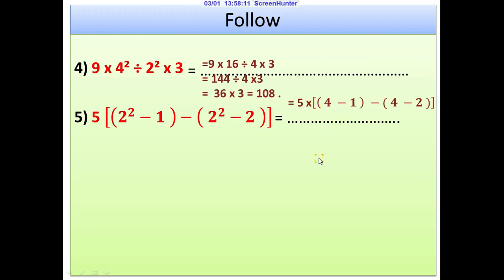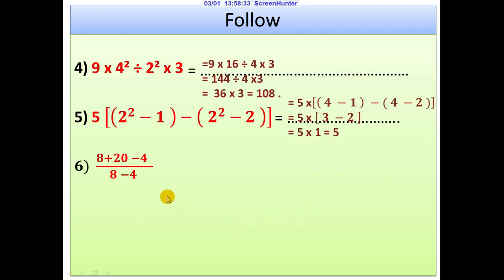So it will be equal to 5 times open brackets. The first one is 3 minus the second one, which is 2. Finally, we can do the last brackets. It will be equal to 5 times 1. It will finally be equal to 5. Let's see more exercises on this lesson.